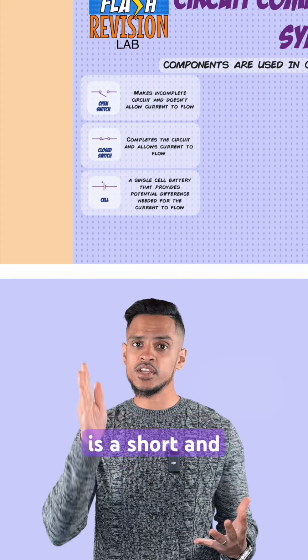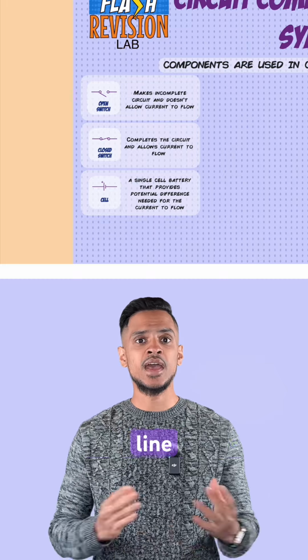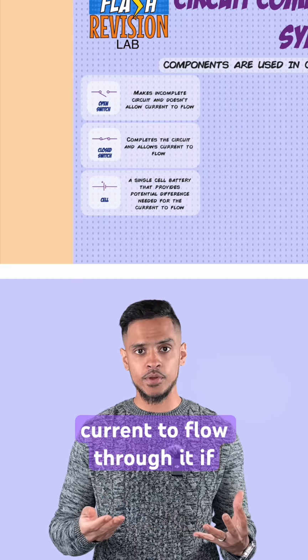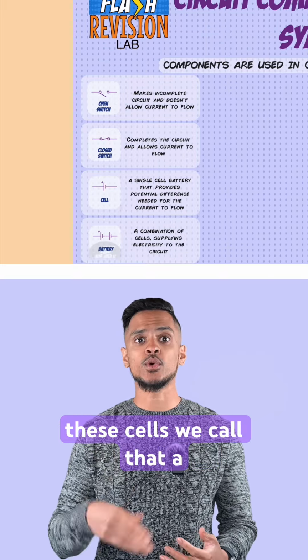Next, we have a cell, which is a short and long vertical line, and that provides potential difference to the circuit. That allows current to flow through it. If you have two or more of these cells, we call that a battery.